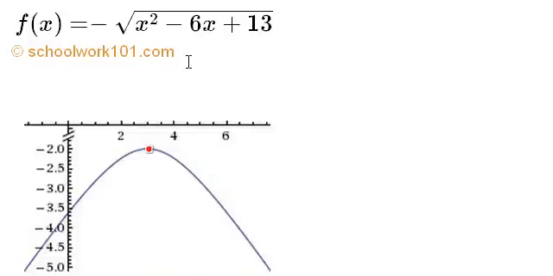Okay, we are talking about relative extrema. We have the function f of x equal to negative square root, and all into the square root is x squared minus 6x plus 13. Now, we're going to look at the graph here first before we do the math.